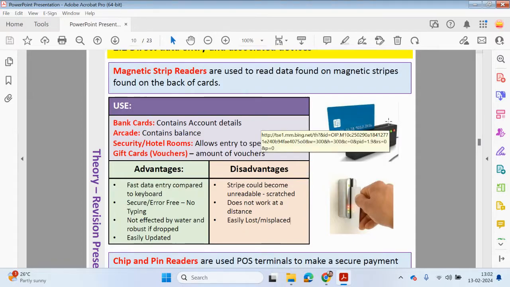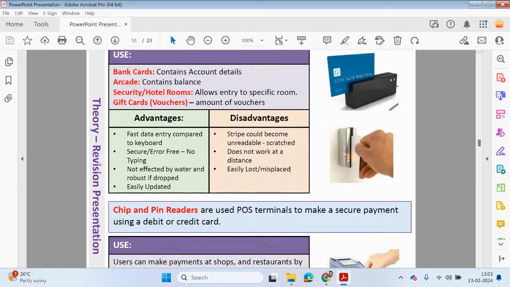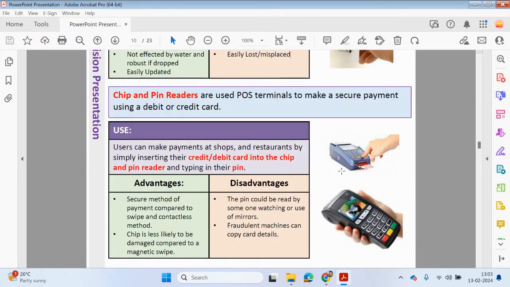And obviously, the problem with this was it could easily be forged. A signature, you could find a card on the floor, you can see the signature on the back of the card, and you could easily forge it onto a receipt. So it wasn't really a secure method. So that's how we used to use the magnetic strip for payments beforehand, before we moved on to using chip and pin readers.